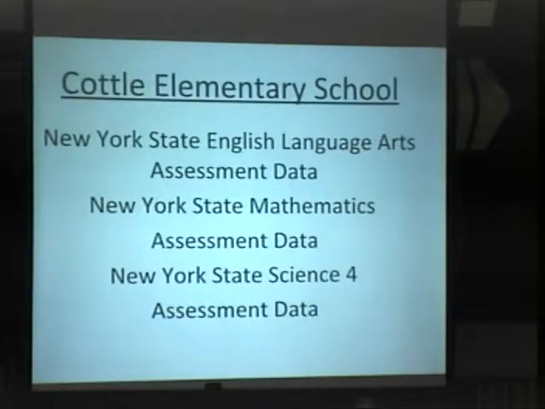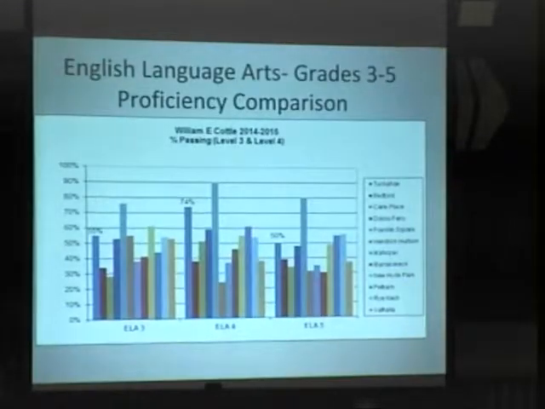Now, Cottle Elementary School will be, and I'll invite each principal up one at a time, and they'll go over the data results from their school. Cottle Elementary School takes the English Language Arts test in grades 3, 4, and 5, the New York State Mathematics test in 3, 4, and 5, and on grade 4 only, the New York State Science test. So I'll invite my father, George Albano, up, and he'll go over his slides.